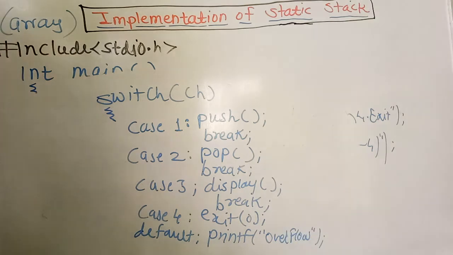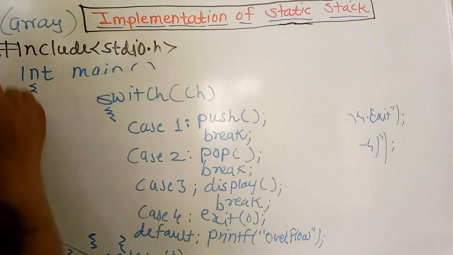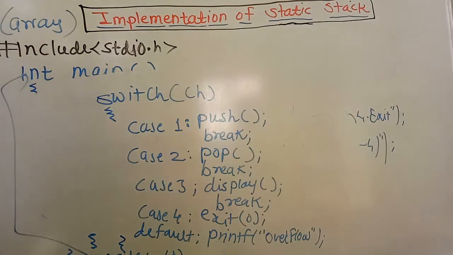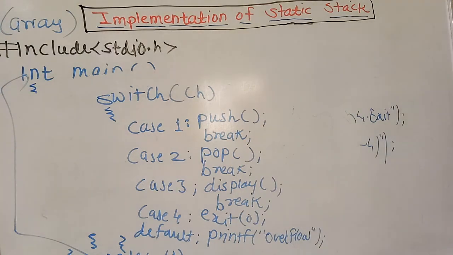Then complete the switch case, complete the while loop, and at the last we will write return 0, and this will return a value to the integer main. So this is the int main, and this is all the mechanism behind how to implement a stack, or the static stack, using an array.